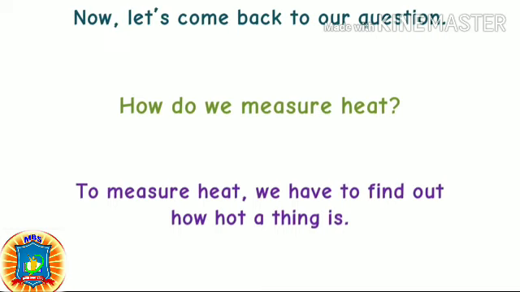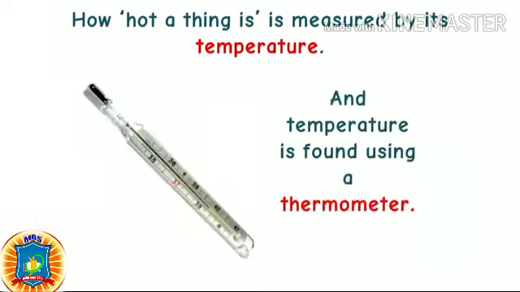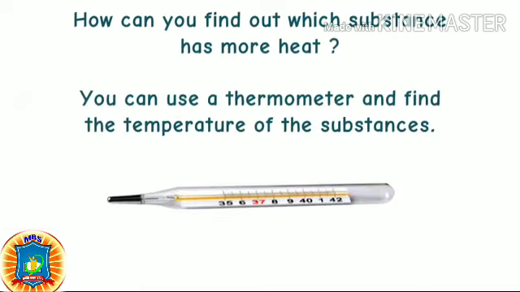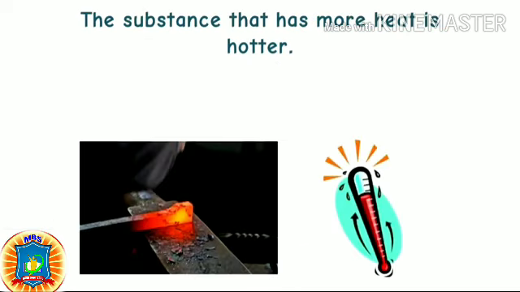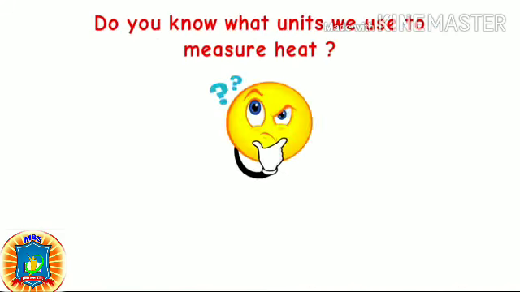To measure heat, we have to find out how hot a thing is. How hot a thing is measured by its temperature. And temperature is found using a thermometer. How can you find out which substance has more heat? You can use a thermometer and find the temperature of the substance. The substance that has more heat is hotter, so the substance that has higher temperature has more heat.